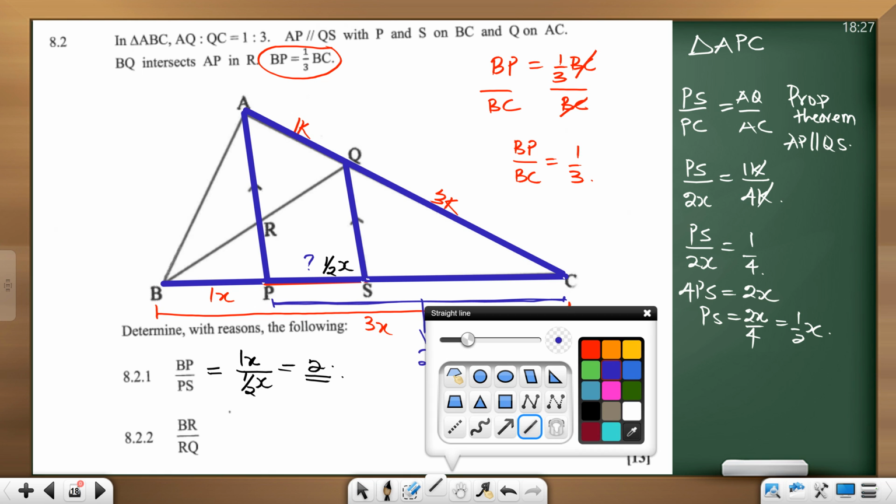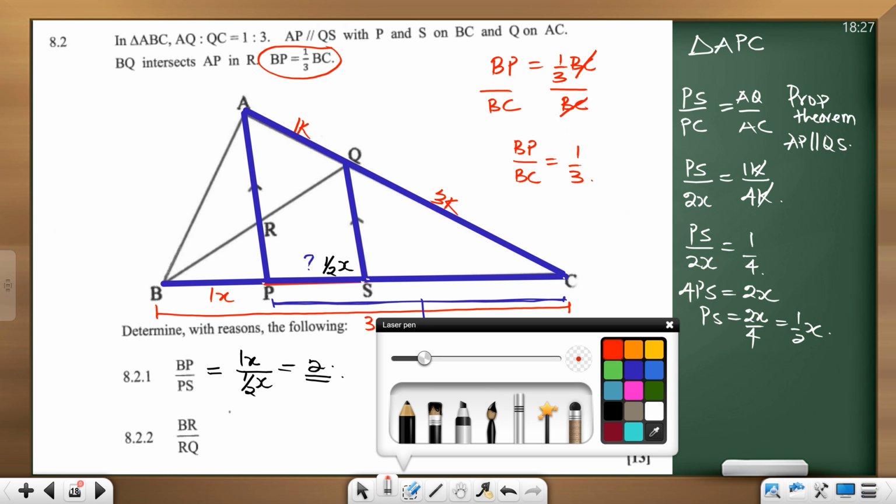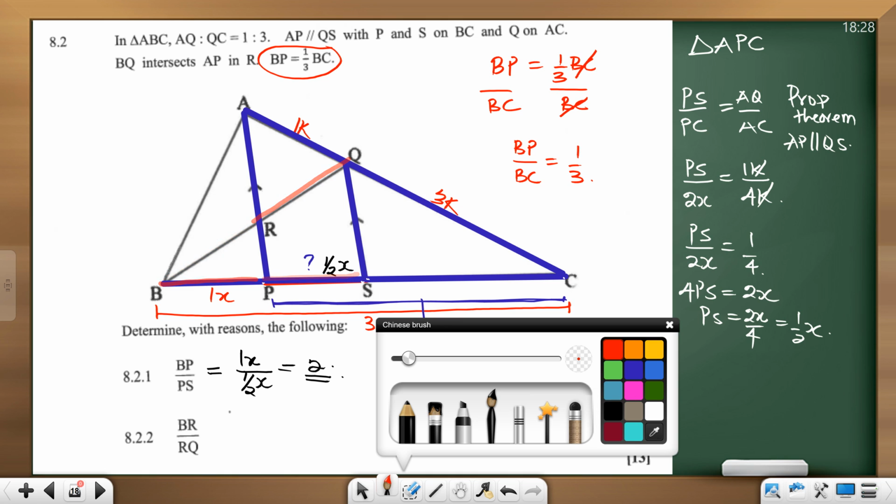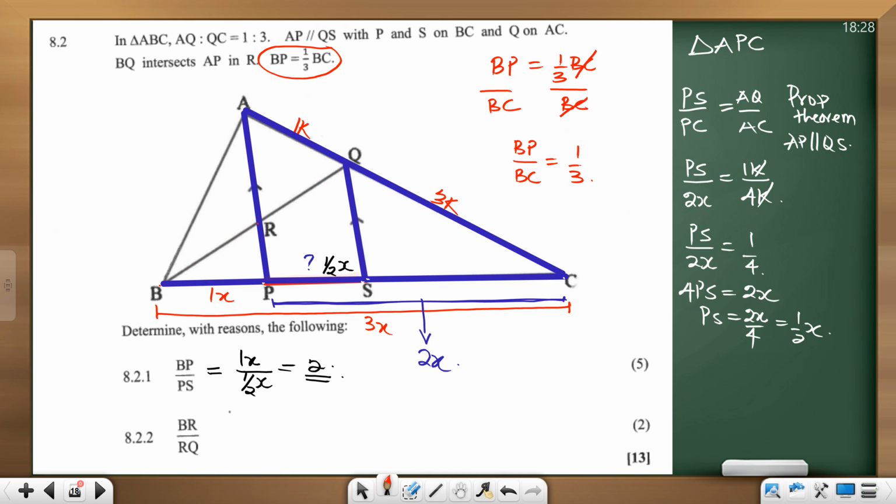BR over RQ. Look, study the lines first. Once you study the lines, life is going to be very easy for you. What are we looking for? BR over RQ. Do you see it's the other side of this triangle? Right now I am focusing on this triangle. Why? I'm looking for BR, RQ, but I know BP and PS. So what do I write? BR over RQ should be equal to what?